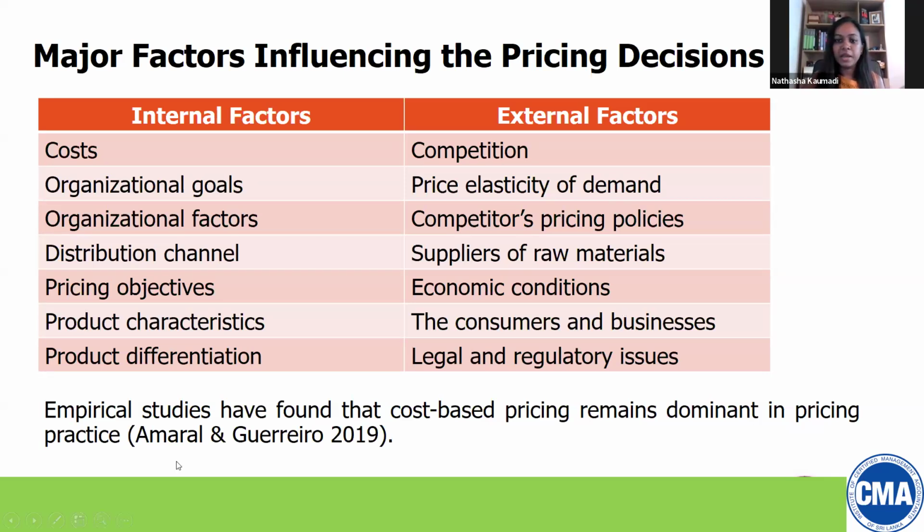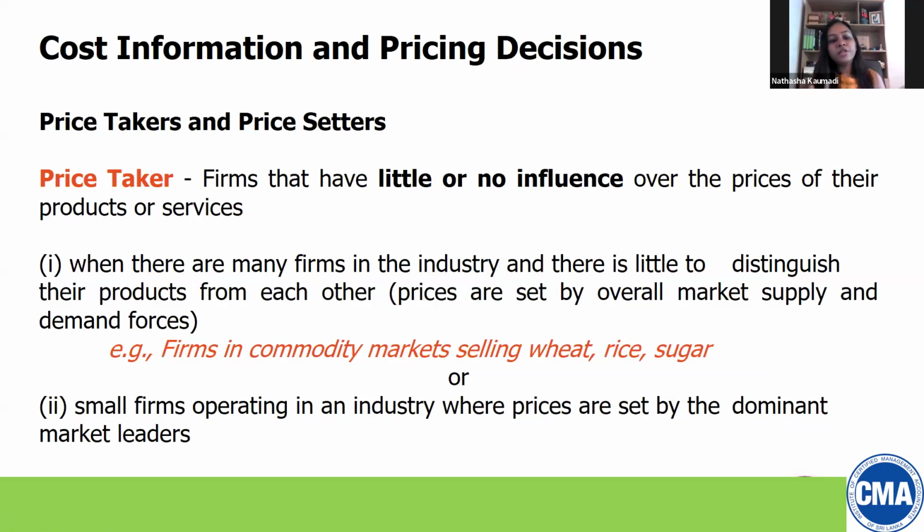Those are the examples. And now there are two types of pricing decisions, I would say, organizations: price takers and price setters. Price takers and setters. Who's a price taker? A price taker is a firm that has little or no influence over the prices of their products or services. They don't have power to influence the prices of the market. They have to take the price in the market and put that price as your product's price.